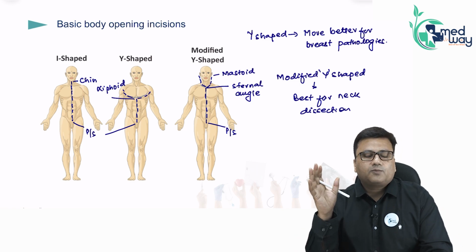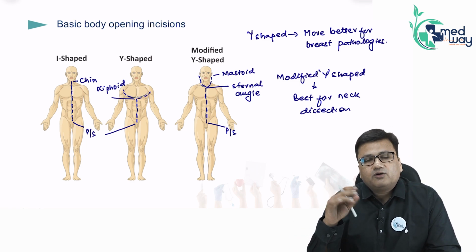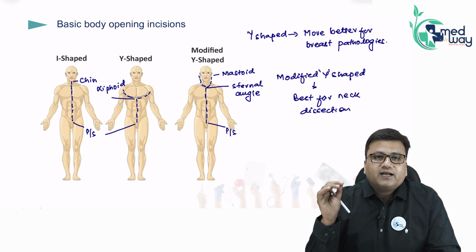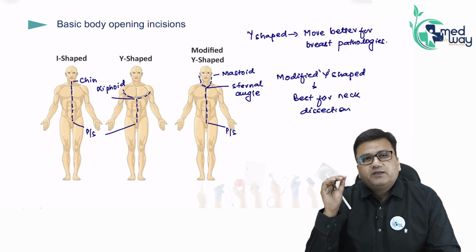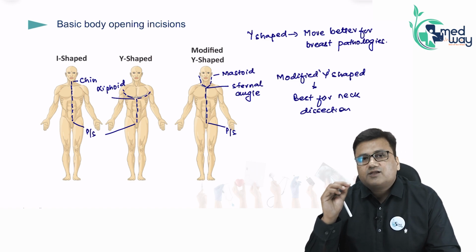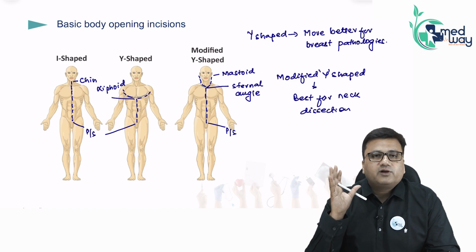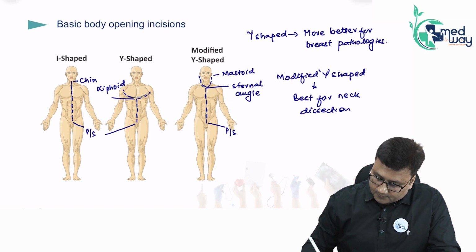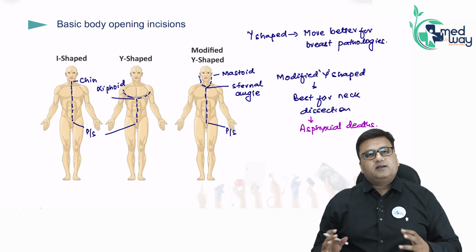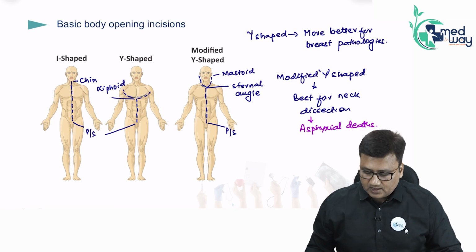So, somebody asks you that there is a case of hanging or there is a case of strangulation, right, a kind of asphyxial death. What would be the best external incision to be given on the body? The answer should be modified Y, best for asphyxial death. So, remember, modified Y is best for asphyxial deaths or neck compression cases, right.